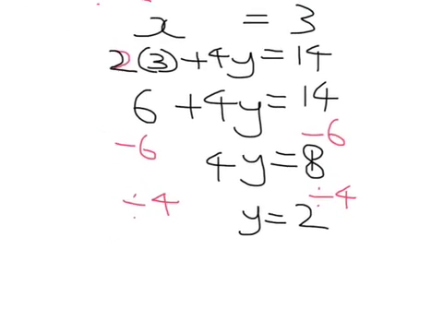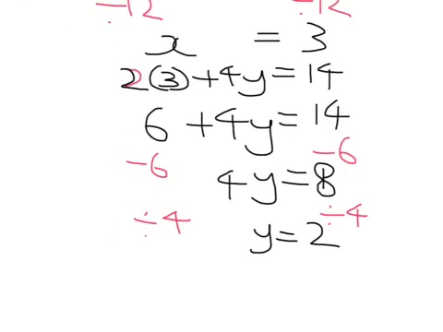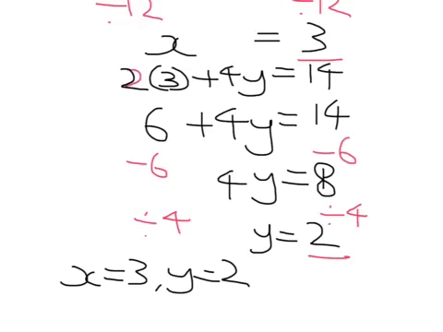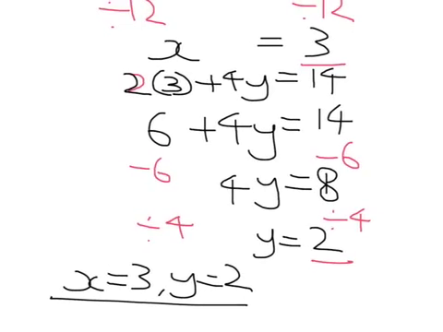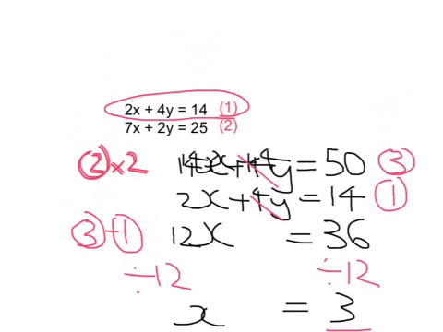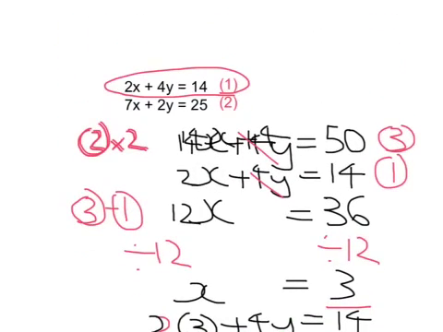So our answer to this question, we have x is 3 and y is 2, so I'll write my answer underneath. X equals 3, y equals 2. And you can check this by putting x is 3 and y is 2, substituting that into equation 2, and 7x plus 2y will give you 25.